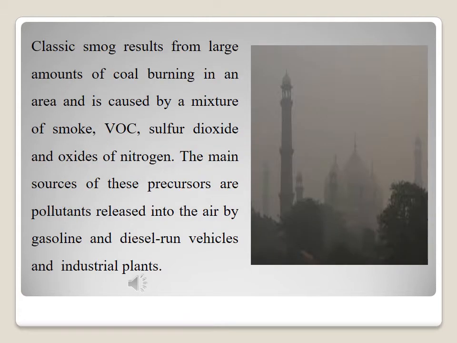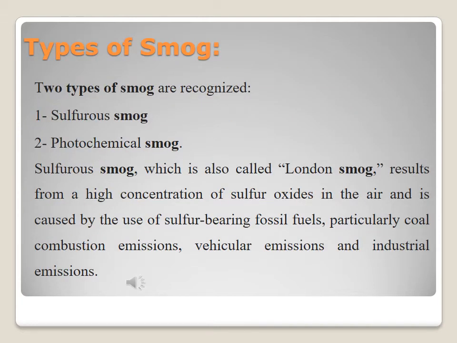Classic smog results from a large amount of coal burning in an area and is caused by a mixture of smoke, volatile organic compounds, sulfur dioxide, and oxides of nitrogen. The main sources of these precursors are pollutants released directly into the air by gasoline and diesel-run vehicles and industrial plants. At least two distinct types of smog are recognized. Number 1, sulfurous smog. Number 2, photochemical smog.